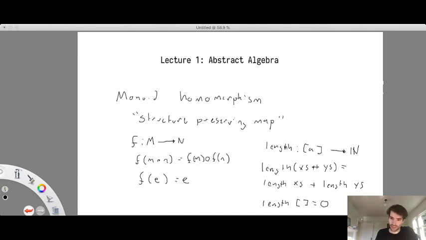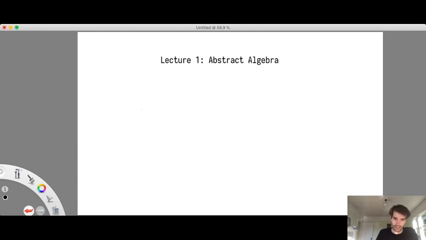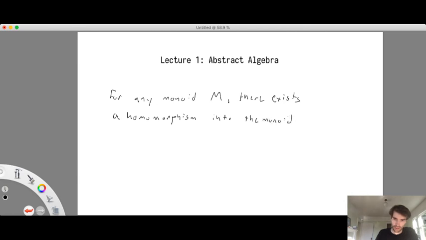So, with that little bit of machinery out of the way, I claim that for any monoid M, there exists a structure-preserving map, so a homomorphism, into the monoid on M to M. So this is the perspective I was speaking about earlier, the action perspective made formal. So we can take any monoid and think about it purely as actions.